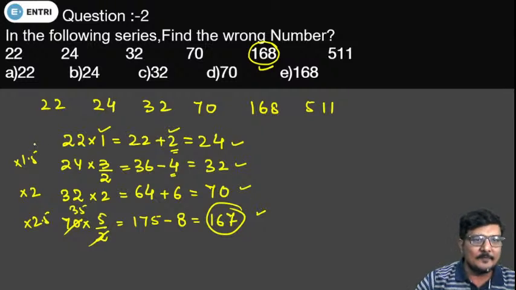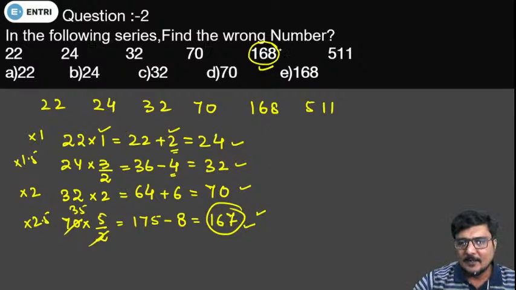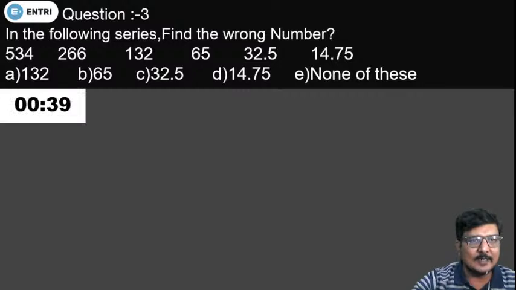First of all, we have multiplied by 1, then 1.5, then multiplied by 2, then multiplied by 2.5, and here we are alternately adding and subtracting: plus 2, minus 4, plus 6 and minus 8. So according to this logic, the number here should be 167. So 168 is the wrong answer. Okay, got this logic? Now try the next series and the timer starts now.